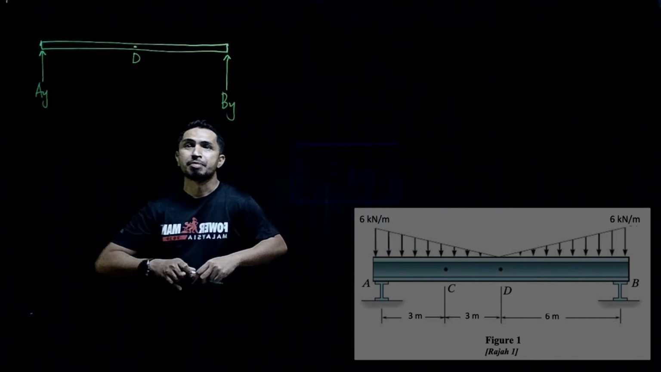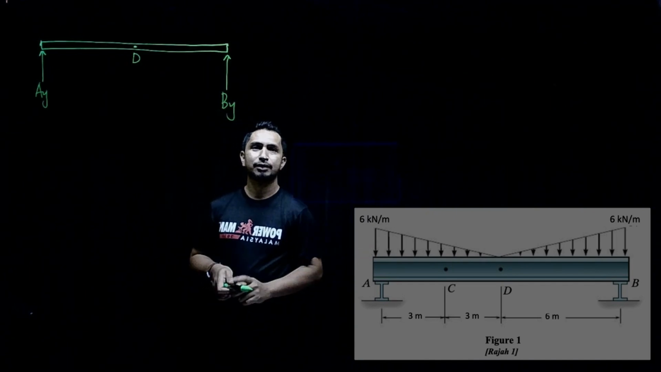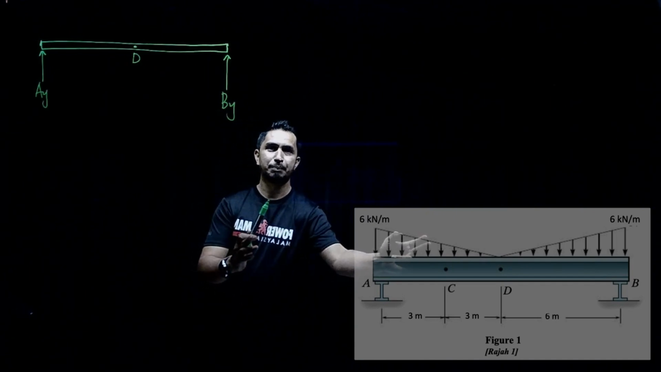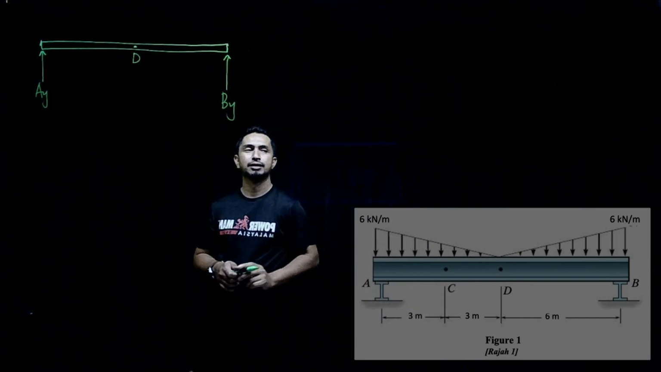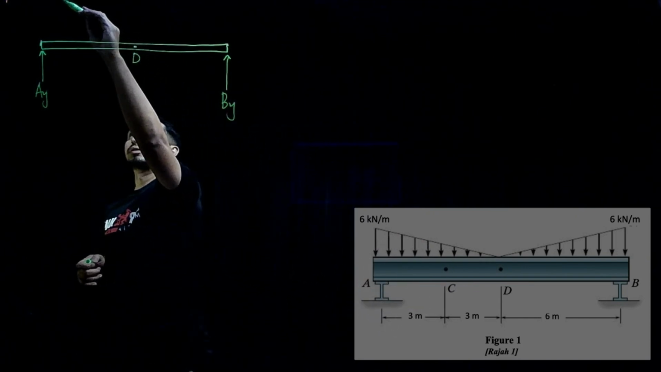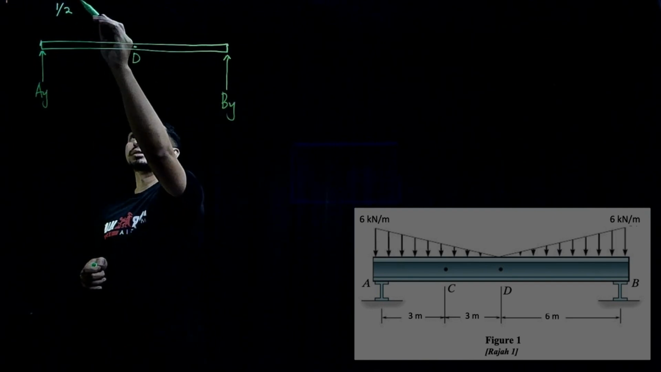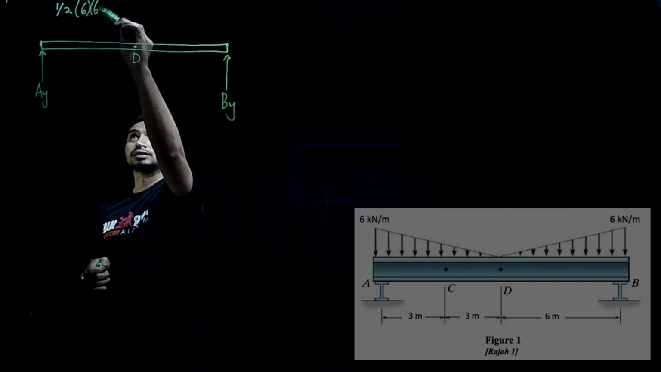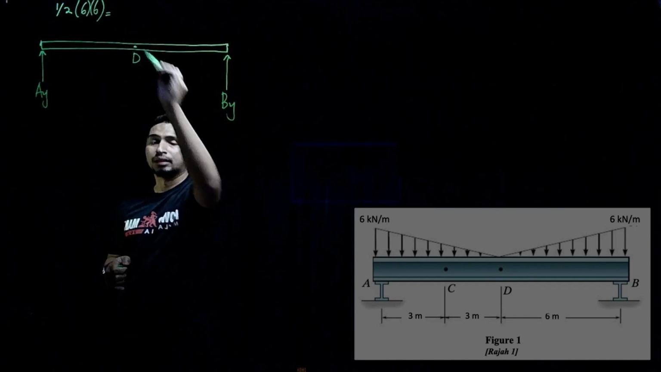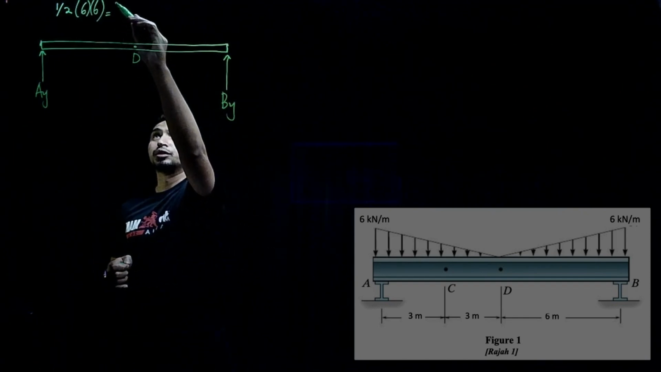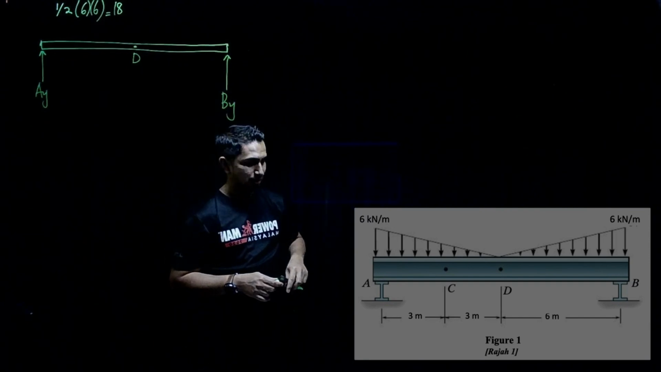So the first shape will be half times the base, which is 6 (3 plus 3), and the height is also 6. So half times 6 times 6. So the total will be around 18 kilonewton.